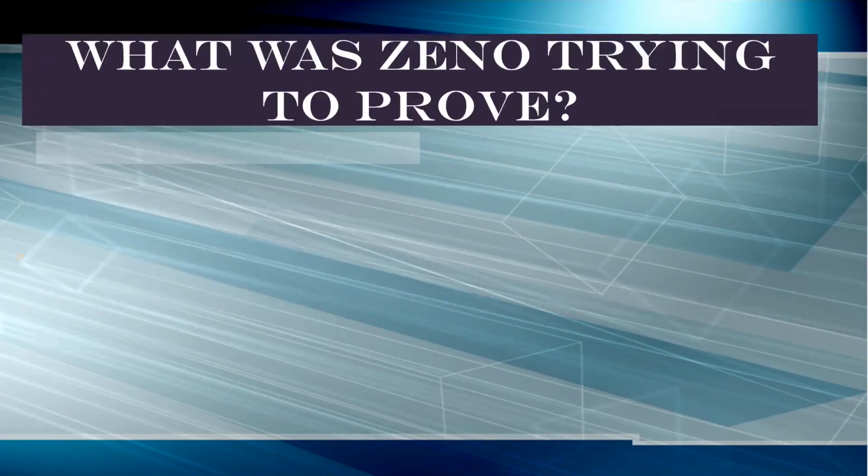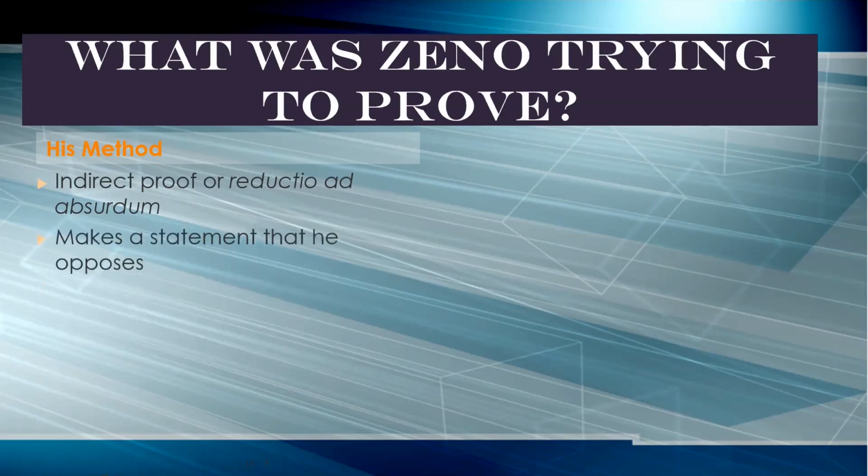All right, now a good starting point to understanding Zeno's paradoxes is to understand why they were written. This is really important because otherwise they just seem like wacky ideas, but Zeno did have a point to what he was doing. So first, his method. He used something called indirect proof, or in Latin, reductio ad absurdum. Note the word absurdum, which we commonly use as the word absurd, which means wild, irrational, etc.